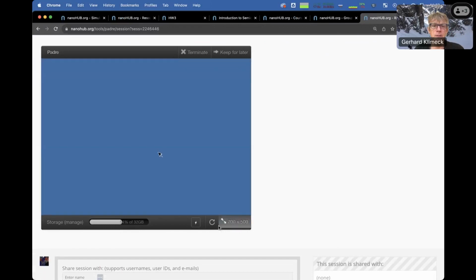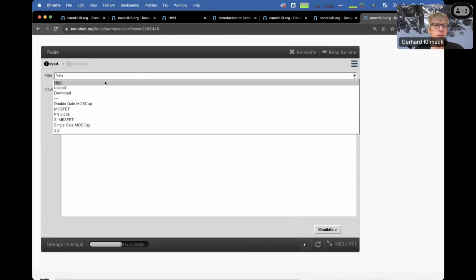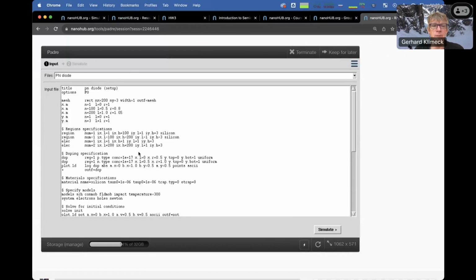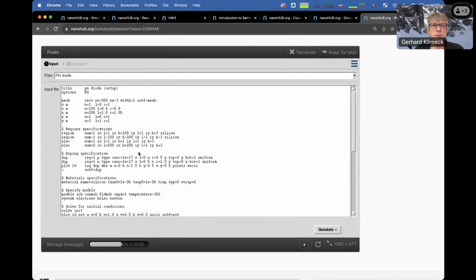And then to your heart's content, you can write input decks. There's a couple of examples like a PN diode that I'll be showing, I think, next time. And you can start from existing input decks. There's also a manual that goes with it.